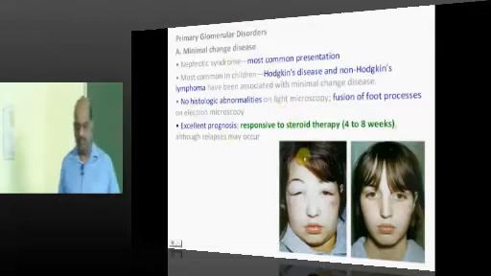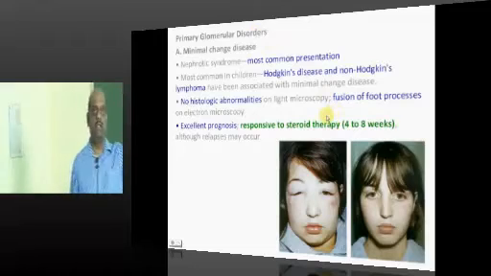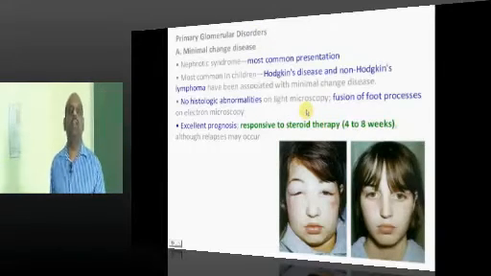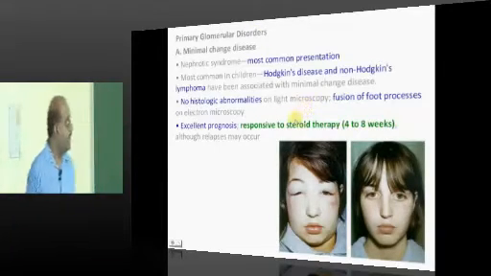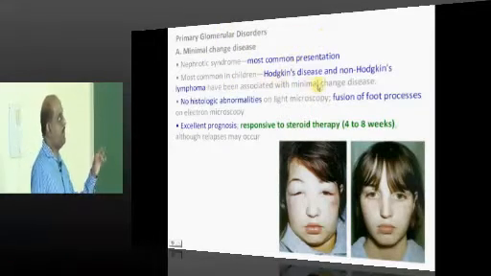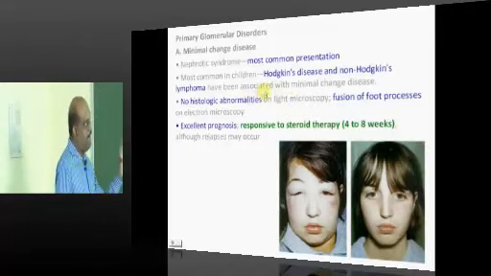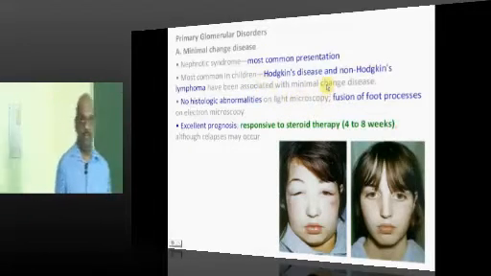Now, what are the various primary glomerular disorders? Glomerulopathies are broadly divided into primary and secondary. We have minimal change disease, whose most common presentation is nephrotic syndrome, and it is very common in children.